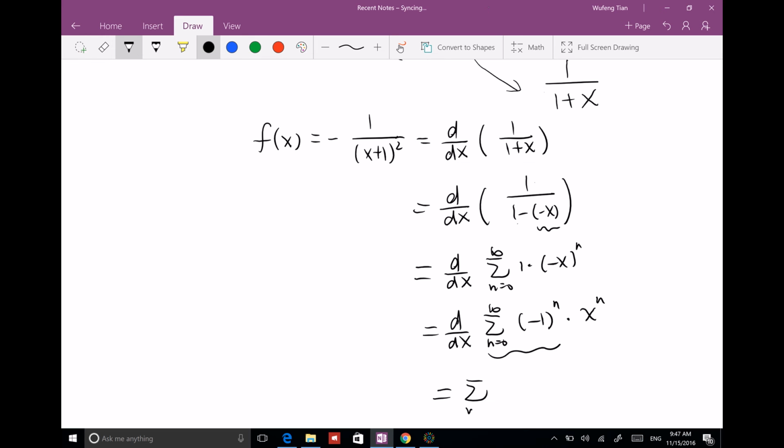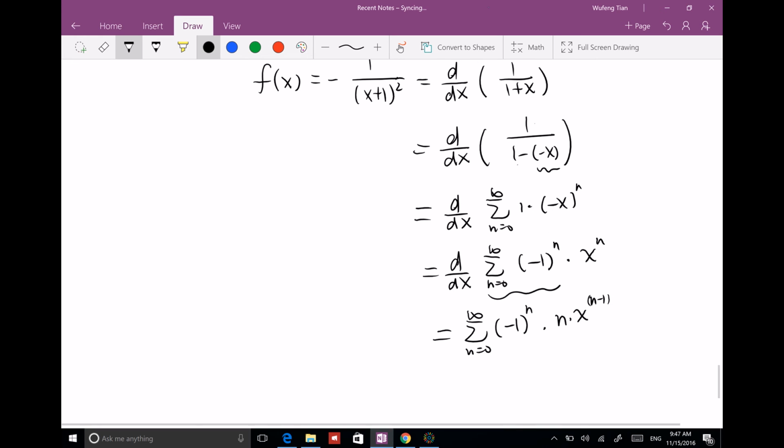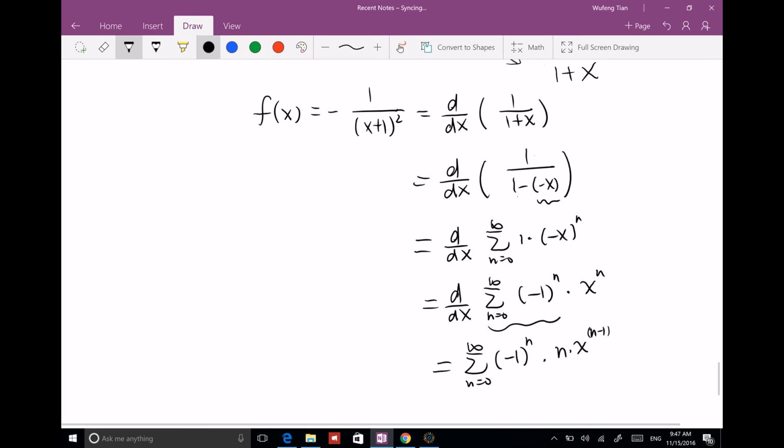I'm going to find the derivative of x to the power n. So I'm going to call a student here to tell me the derivative of x to the power n. So Bella, could you please tell me what's the derivative of x to the power n? So n times x to the n minus 1. Perfect. Thank you very much. So I got this. Okay, so I got n times x to the power n minus 1.